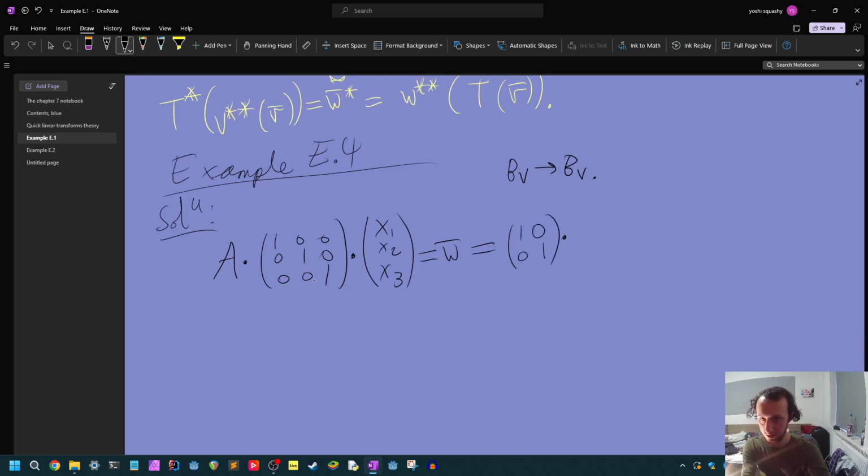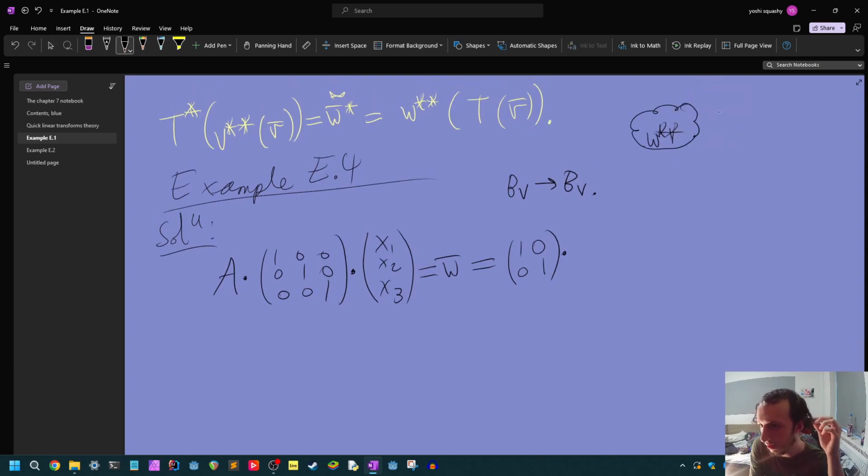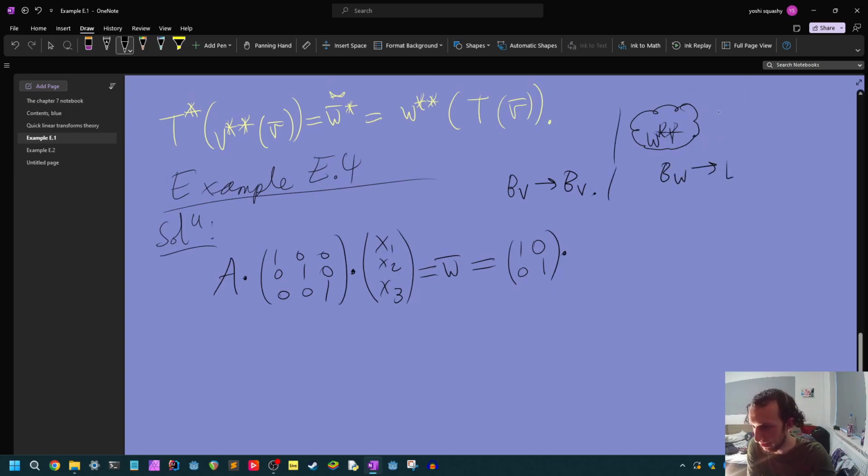And then here, we do the same thing. We're doing W star, so what is W star? W star means, this might be confusing, so I'll put it in a cloud instead of using an equal sign. W star is to go from BW, change of basis, to BW. So that's multiplying by the identity matrix. In fact, we do the identity matrix times the transform of x1, x2, x3.